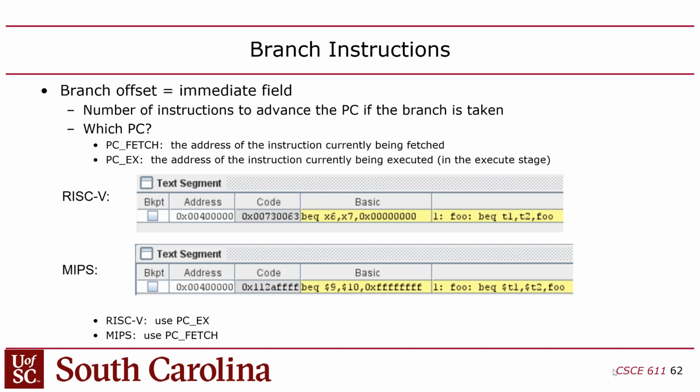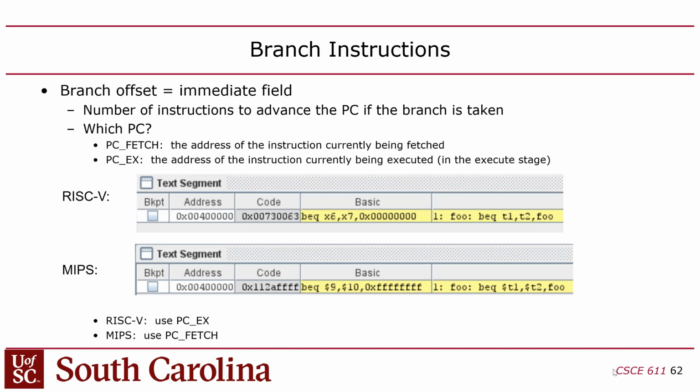Okay, so the branch offset is the immediate field. Now, the immediate field is really goofy with branches. You might say, wait a minute, with MIPS the immediate field was just the lower 16 bits of the instruction. Yeah, not so much with RISC-V. RISC-V has a crazy immediate field for branches and jumps. I'll get to that in a minute. But there is an immediate field with B-type instructions, and it's the branch offset.